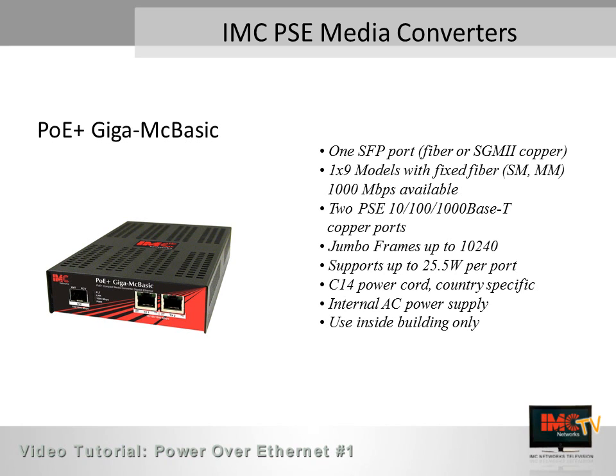The next model is the PoE Plus Giga McBasic. Like the standard PoE Giga McBasic, it offers an SFP port or a 1x9 model with fixed fiber transceivers for multi-mode or single mode. It's offering the same 2 Power over Ethernet ports, 10/100/1000. Jumbo frame support is the same, 10,240. However, because it's a PoE Plus product, it's now going to support Type 2 or 25.5 watts per port. The internal AC power supply, like its other model, is very attractive to a lot of customers that do not prefer an external power source.